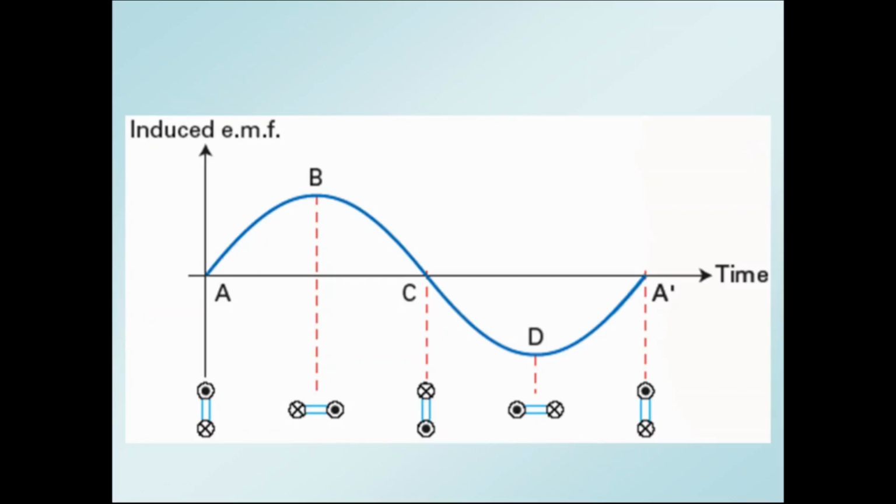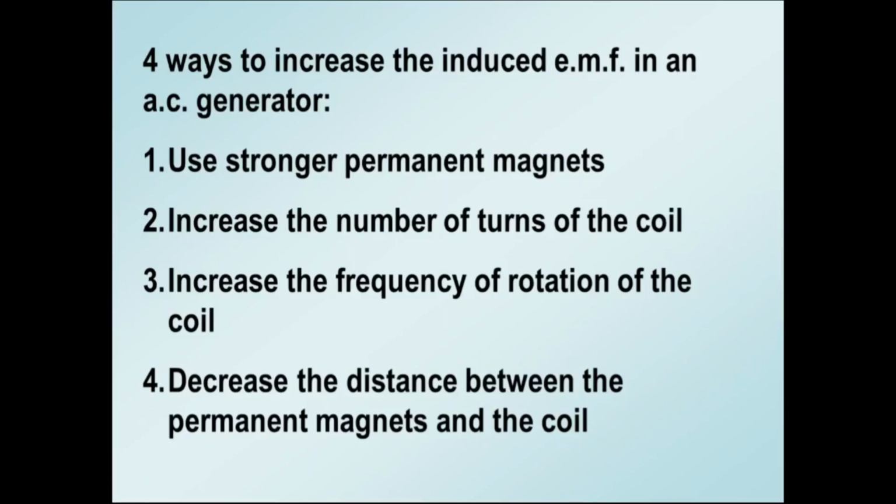Next, let's look at 4 ways that we can increase the induced EMF in an AC generator. In other words, how can we get more current from a generator? Number 1, use stronger permanent magnets. 2, increase the number of turns of the coil. 3, increase the frequency of rotation of the coil. And 4, decrease the distance between the permanent magnets and the coil.